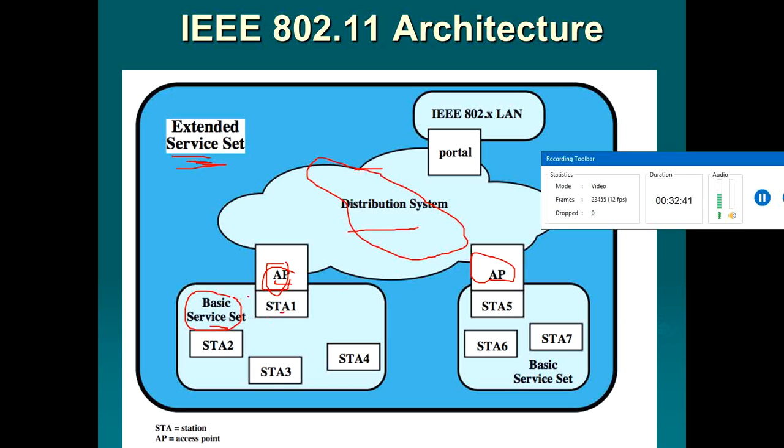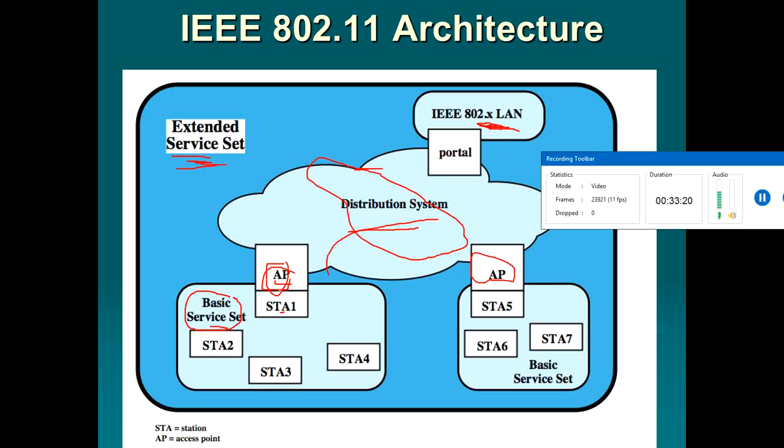Now this basic service set can be isolated. If it is isolated or independent, that is called an ad hoc network. So I will come to that also. But if the basic service sets are connected to a backbone distribution system, for example in this case through an access point, then the basic service sets are connected to the distribution system through an access point. So the distribution system connects the basic service sets and the integrated LAN also. If you see, this is an integrated LAN.